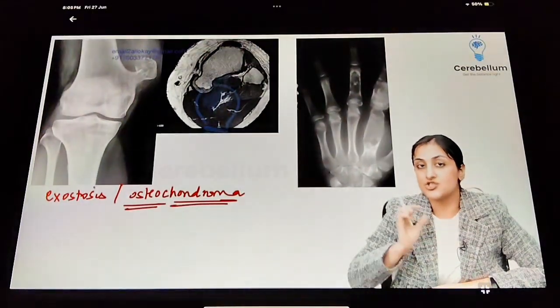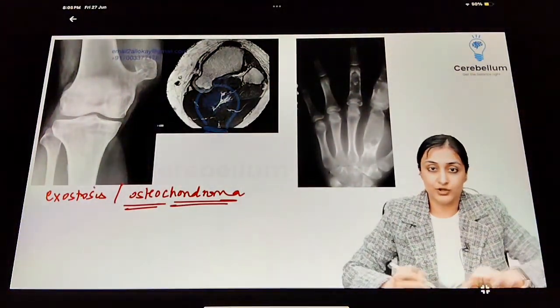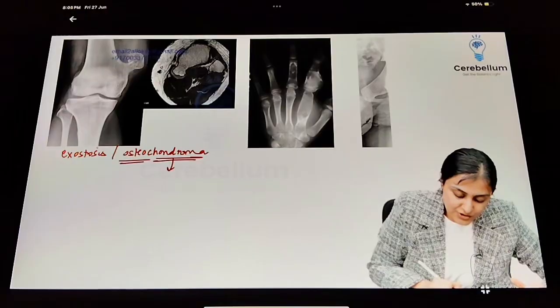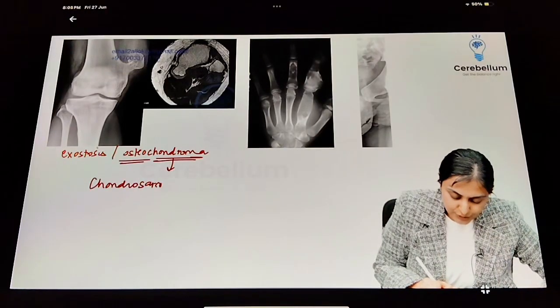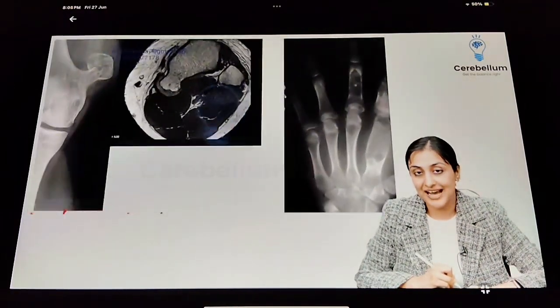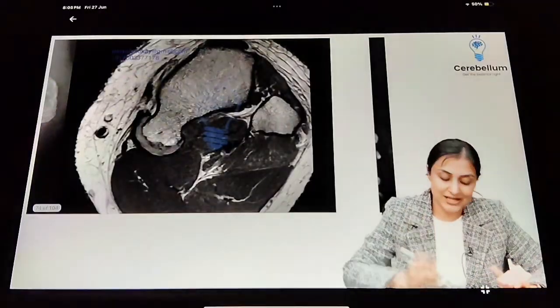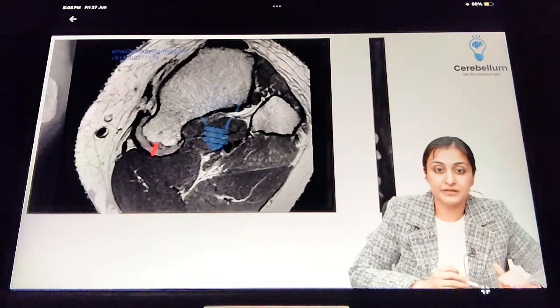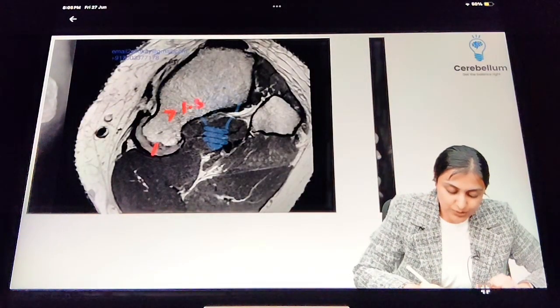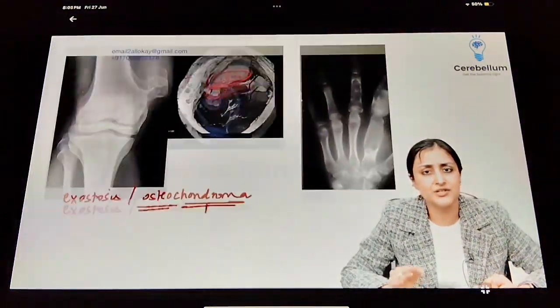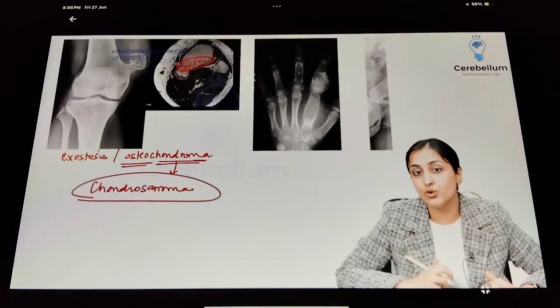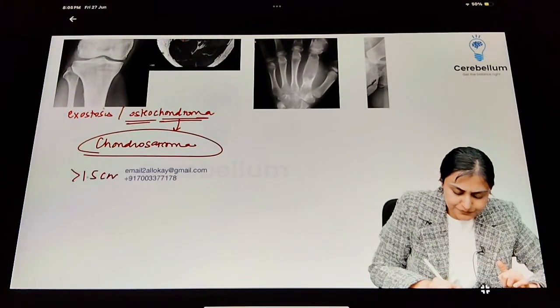Why did we have to see the cartilage cap? The cartilage cap is very, very important because these tumors have a risk of developing chondrosarcoma. So they tend to become chondrosarcoma, and for that we need to monitor the thickness of the cartilage cap. So what we do is we measure the maximum thickness here. The moment this thickness becomes more than 1.5, some people also use 2 centimeters, whatever is given, you can accept. So more than 1.5 centimeter, what you have to do, you need to remove it.